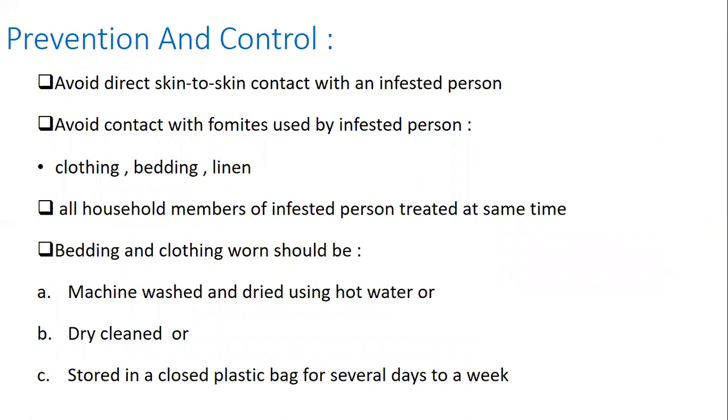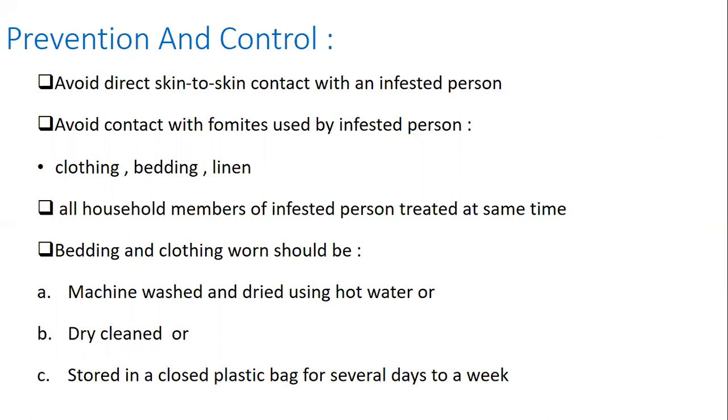Next is prevention and control. What can we do to prevent scabies in our community? First, we have to avoid direct skin-to-skin contact with an infected person. Avoid contact with fomites used by the infected person, like clothing, bedding, and linen. All household members of the infected person should be treated at the same time to prevent reinfestation.